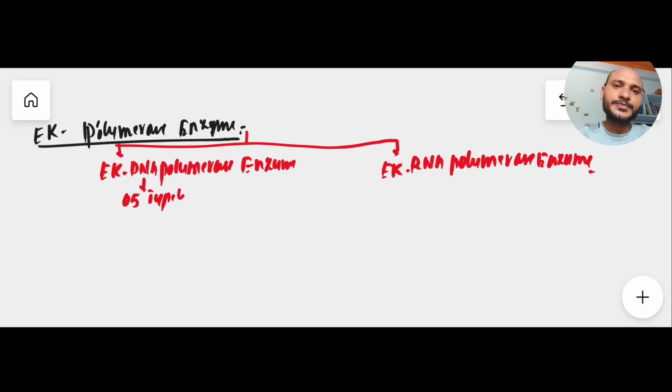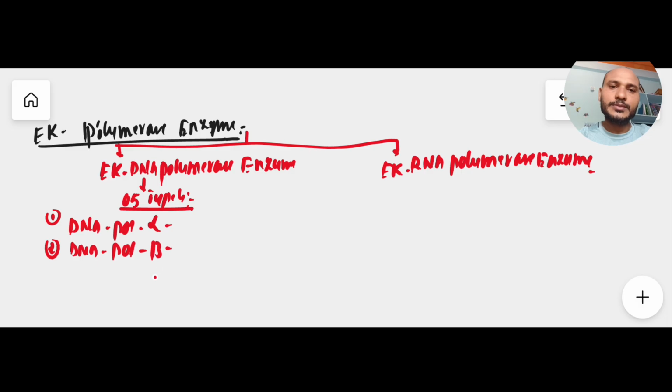Coming to the eukaryotic DNA polymerase enzyme, here we have five types. One is DNA polymerase alpha enzyme, DNA polymerase beta enzyme, third one DNA polymerase gamma enzyme, DNA polymerase epsilon enzyme, and the last one is DNA polymerase delta enzyme.